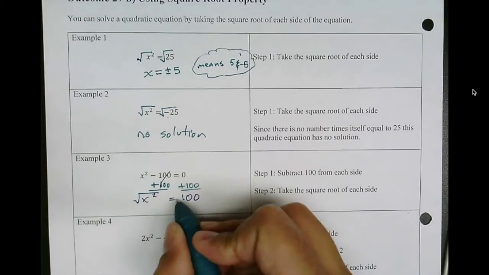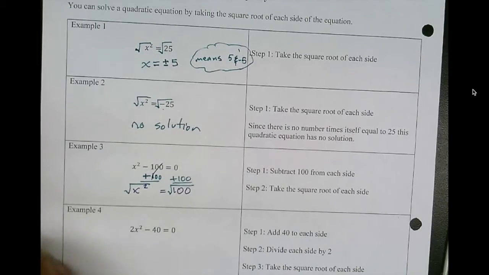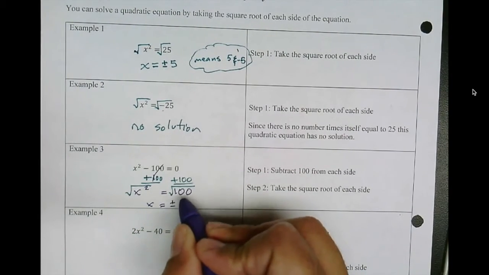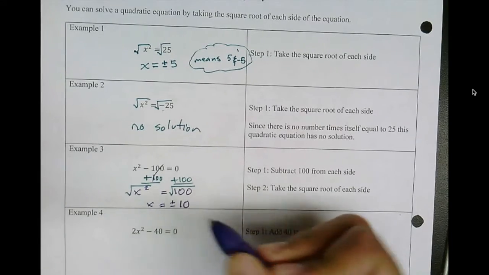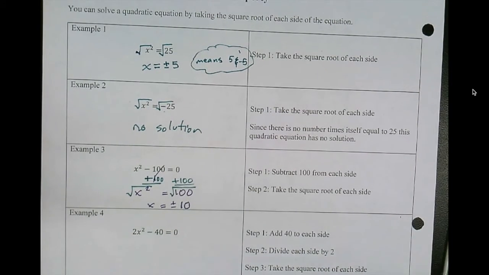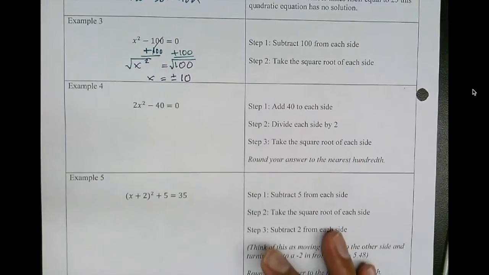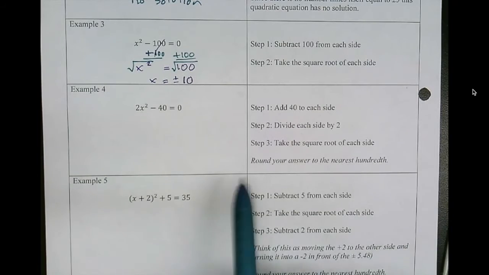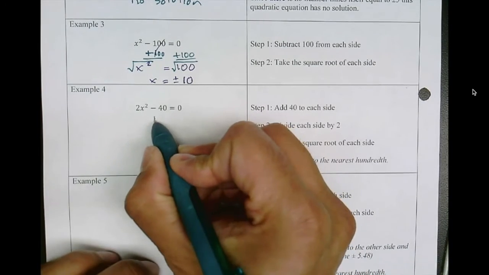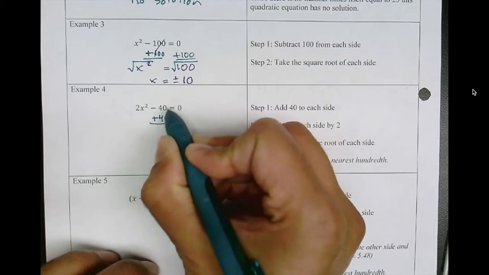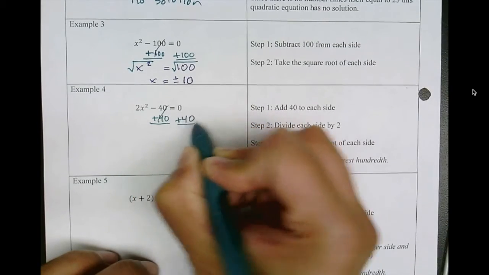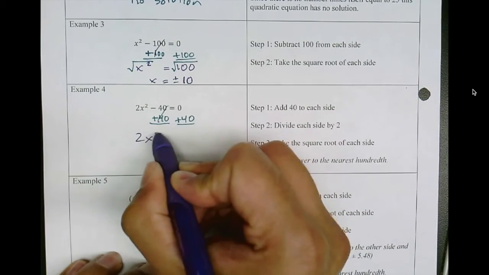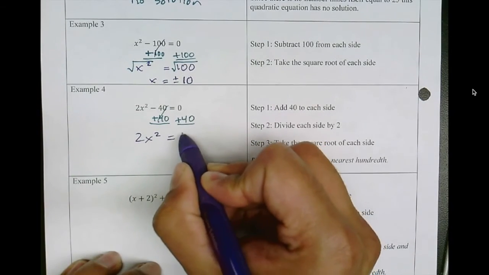That's the second step. Take the square root of each side, which leaves us with x equal to plus or minus, what number times itself is 100? 10. So it's both positive 10 and negative 10. Now in this one, you can think of this as a two-step equation with that extra step of taking the square root. So let's start by adding this 40 to cancel it out, which means we add it on the right side as well. And that leaves us with 2x squared equal to 40.